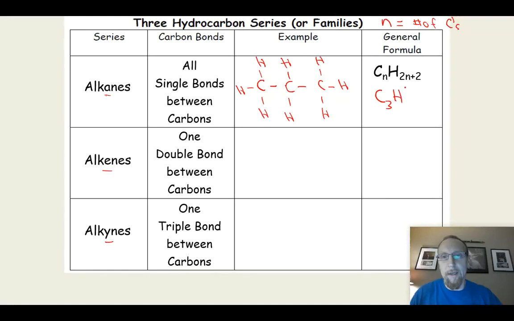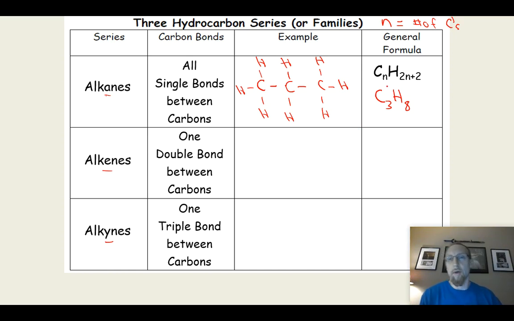Now take that 3. It's simple algebra. We plug that in, right? 2 times 3 is 6, plus 2 is 8. So the formula is C3H8. And that should be in line with what we just drew. Look, we got 3 carbons. Now if we count our H's, it's 3, 6, 7, 8, right? So it should always match up.